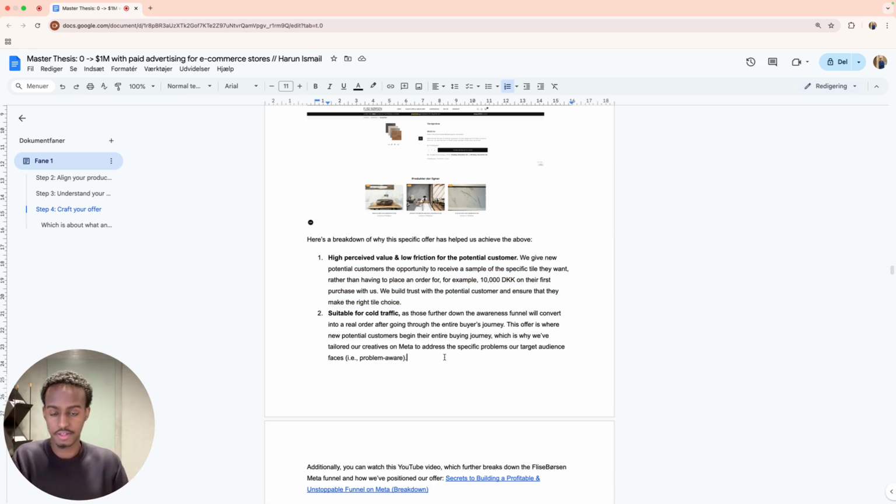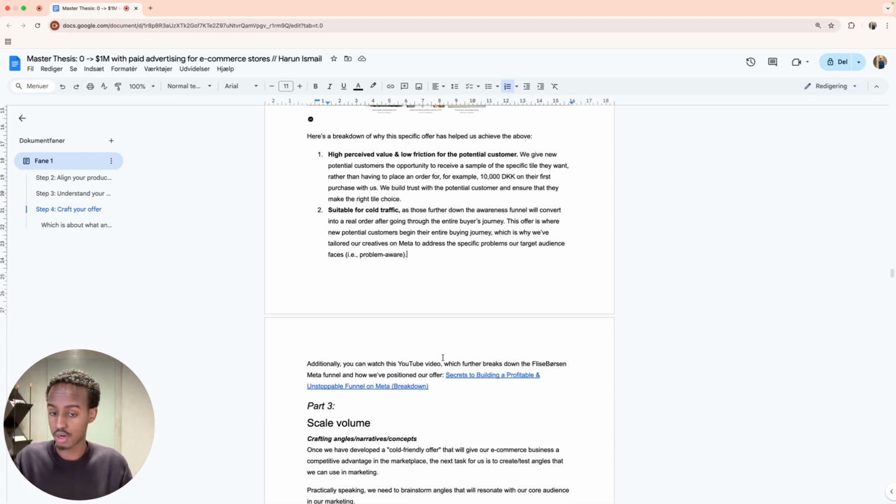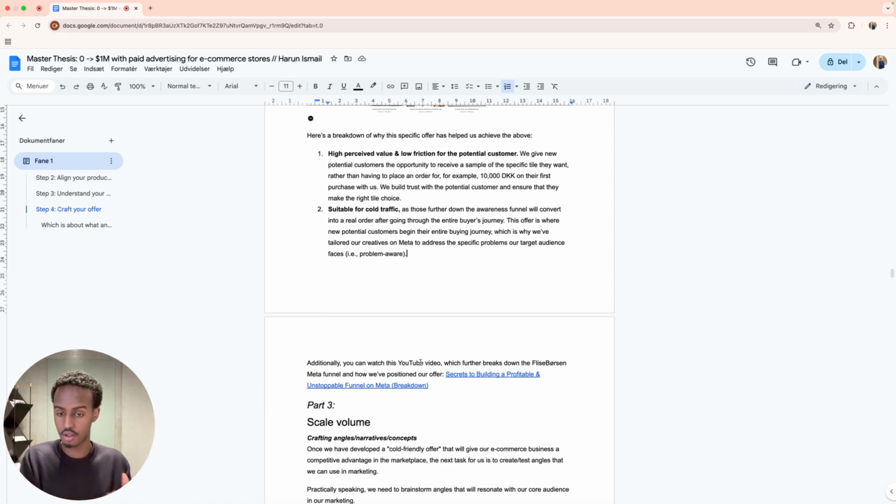And secondly, it's suitable for cold traffic, as those further down the awareness funnel will convert regardless into a real order after going through the entire customer journey. This offer is where new potential customers begin their buying journey, which is why we have tailored our creatives as well to talk to a more unaware stage. Essentially. And additionally, you can also watch this YouTube video, which breaks down the funnel that I have crafted for this client and how we have positioned our offer.